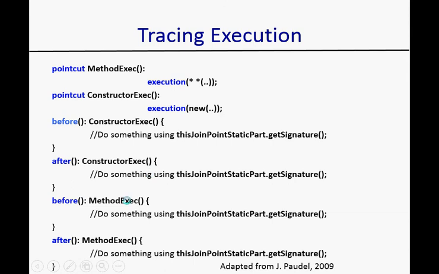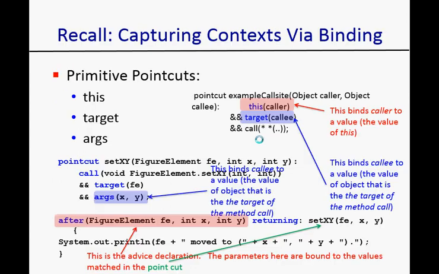We could be before the execution of this method. Notice different from the call to the method. It's at the execution, and we can print that out, similarly with after. This joinPoint.getStaticPart().getSignature() provides a way of getting the signature in whose context we're presently located.